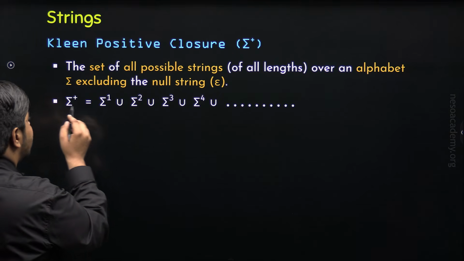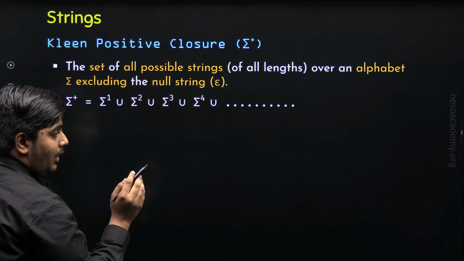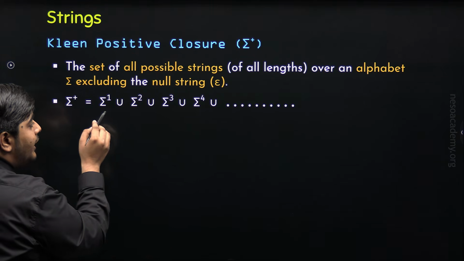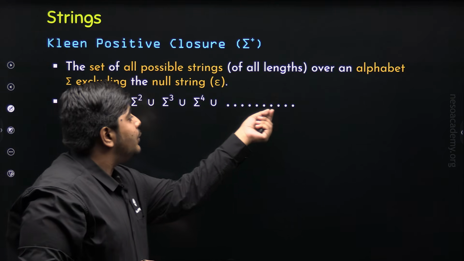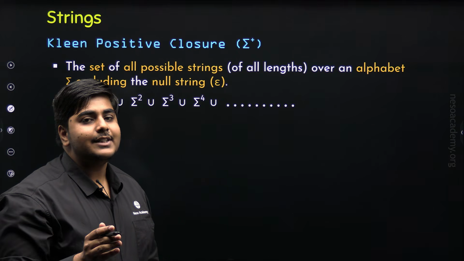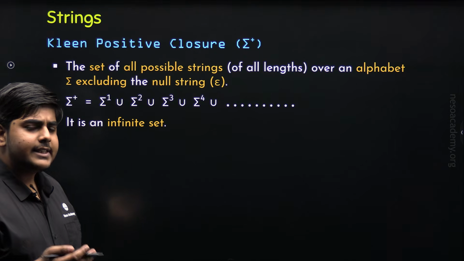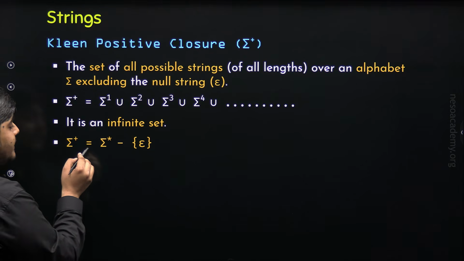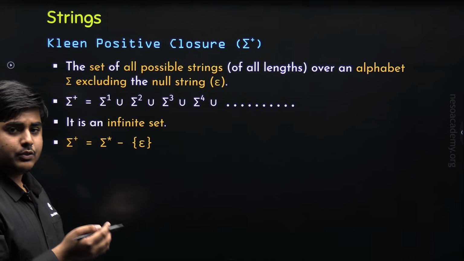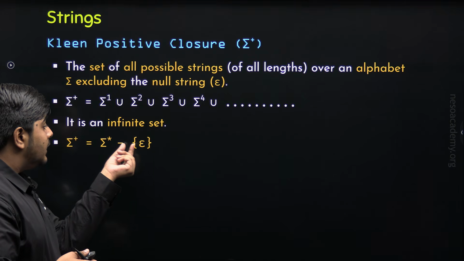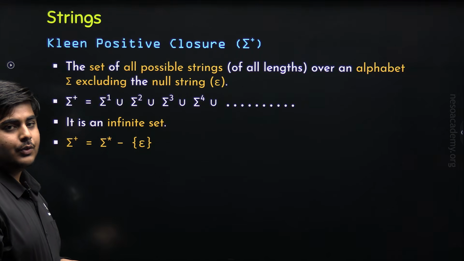That means sigma to the power plus is equal to the union of all the powers of sigma, but here we are not including sigma to the power 0. And this also goes up to sigma to the power infinity, and that is why it is also an infinite set. And we can also say that sigma plus is equal to sigma star minus the set of null string, which means that if we subtract the null string from Kleene star closure, we will get Kleene positive closure.